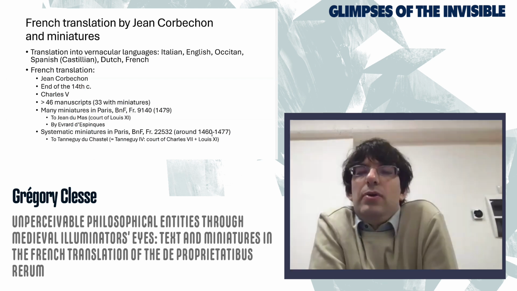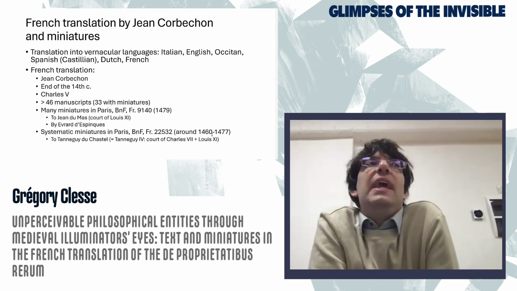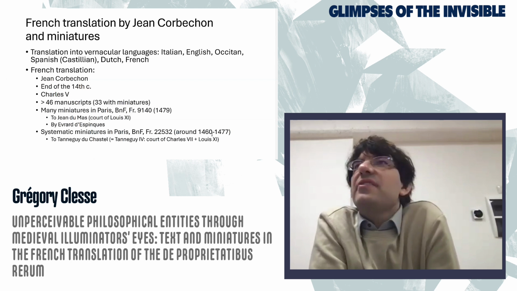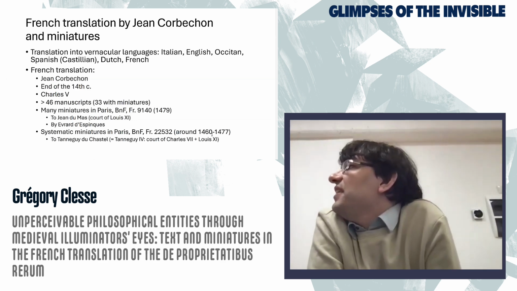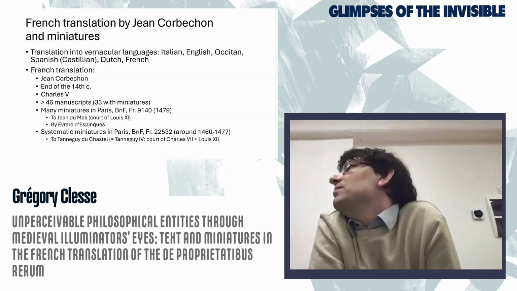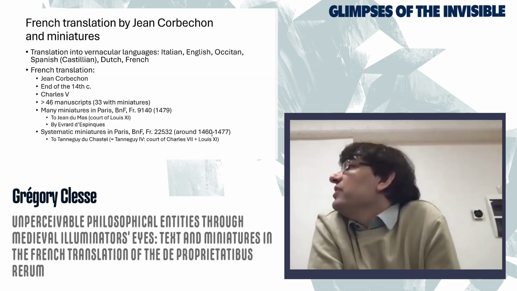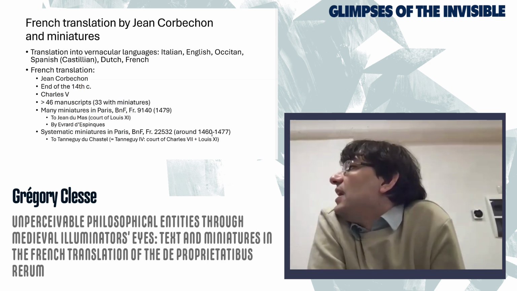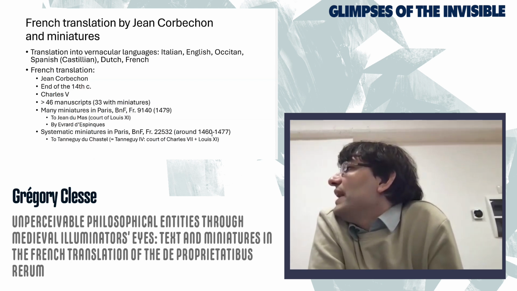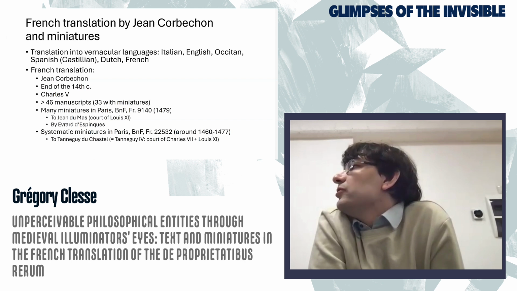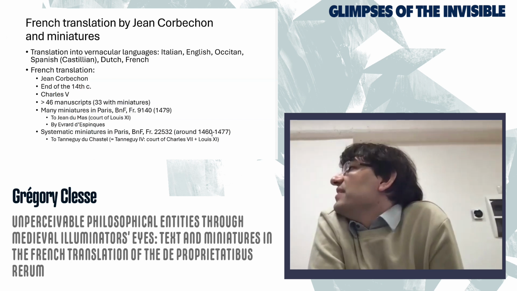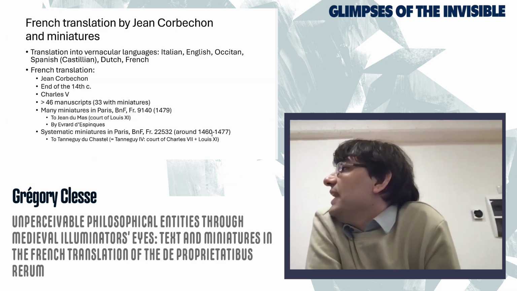And with the difference regarding the Latin, we don't have so many illustrations in the Latin text, apart from a few exceptions. In the French translation, it's much more frequent. We have 33 manuscripts with many miniatures, sometimes really frequent in the manuscript, like in this book, BnF French manuscript 9140, that I will speak a bit more about later, which, well, all those manuscripts are written and commissioned, ordered by aristocracy.